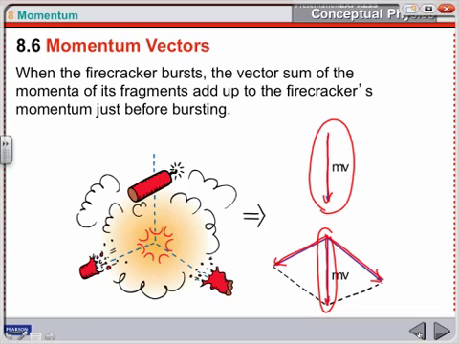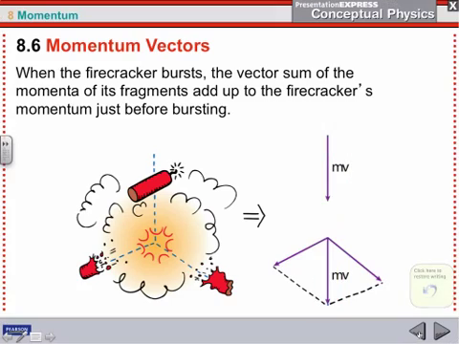Now that one seems a little bit hard, so think about it just a little bit, because that is the way it is. Whatever there was when it was falling before it exploded, that's the system. The momentum is still the exact same thing after it explodes.